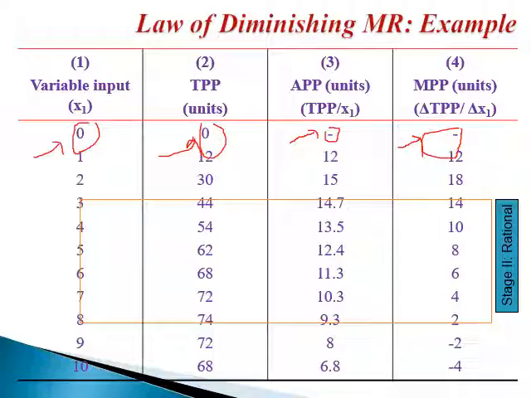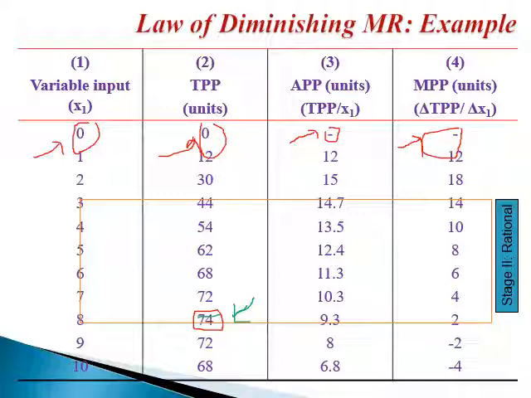Okay, if you see here, as you can see, maximum output here is 74 units. Okay, I cannot see it. Let me put something in green. Okay, this is the maximum output that you can get. Okay, 74.